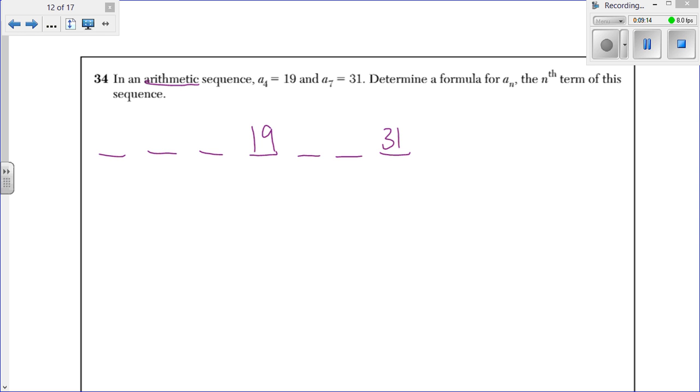So 31 minus 19 is 12. So that means if I divide that by 2, I have 6. So 19 plus 6 is 25, plus 6 again would be 31. That's not going to work here. Nope. So divide that again. 19 plus 3 is 22, plus 3 again is 25. Is that going to work? Nope.